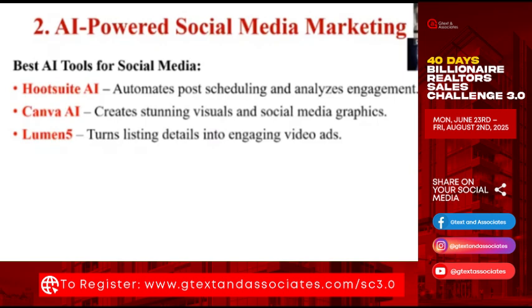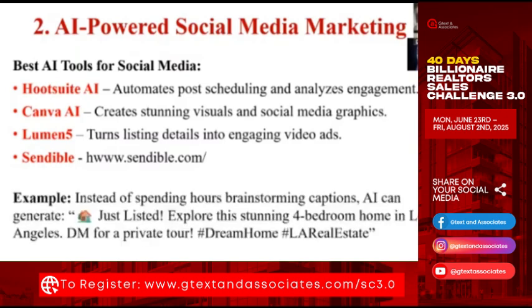Maybe we are going to experiment for a second now and see. There's one called Sendable that is getting very popular now, where we turn your social media posts into videos and graphics, and then it can send them for you. Here's an example, for instance. Instead of spending hours brainstorming captions, AI can generate: just listed, explore these stunning 4-bedroom visuals, DM for a private tour, and then it'll give you hashtags and other real estate hashtags.